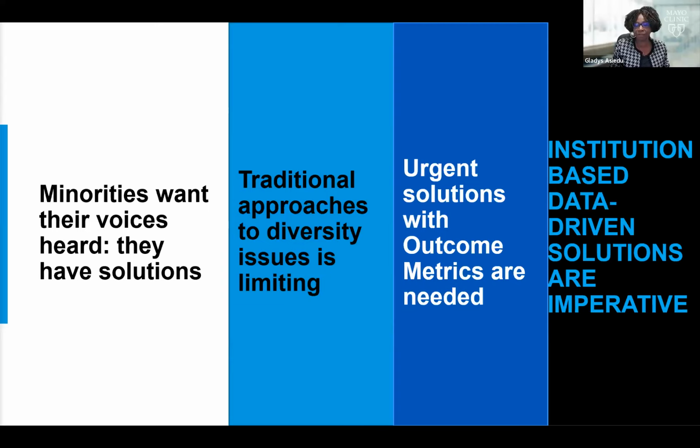So the Get Real report that we created, we summarized into four big categories. Minorities within the institution want their voices heard and they want solutions. The traditional approaches to diversity issues are quite limiting because they feel it is not working. There are urgent solutions and outcome metrics that need to be attended to.